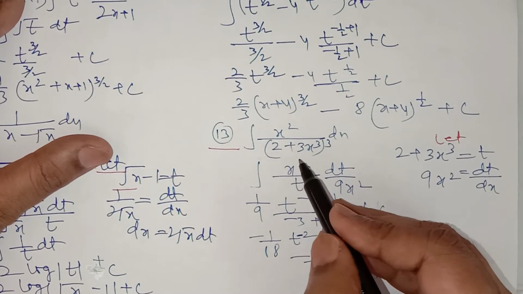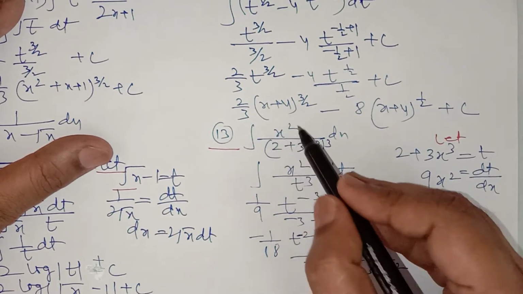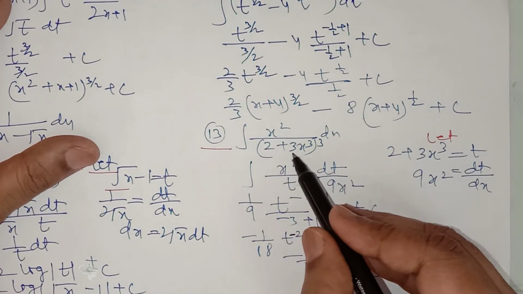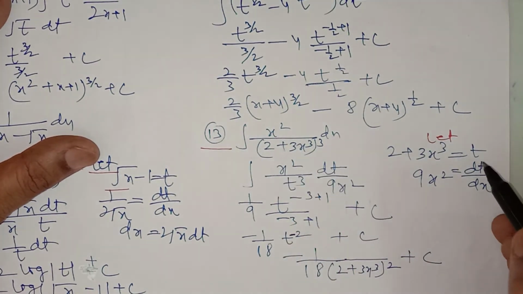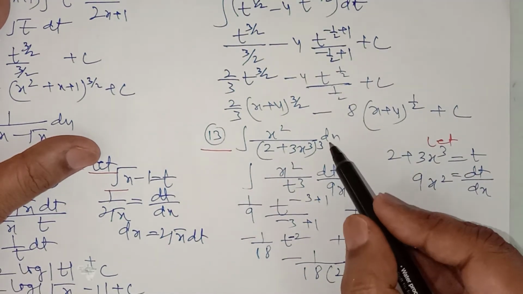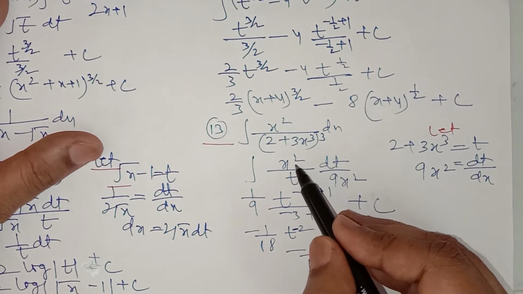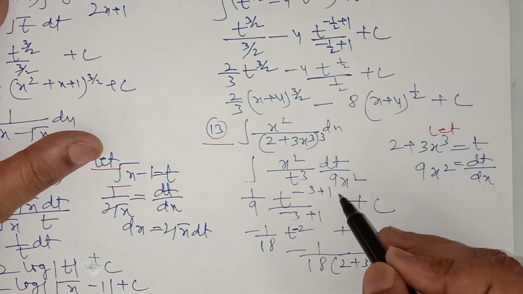Question number 13 is somewhat easy. If you let 2 plus 3x cube equal to t, this x square will be cancelled out. So dt upon dx will be equal to 9x square. Replace it here, dt upon 9x square. This you have let equal to t, and x square here. x square will be cancelled out with x square.